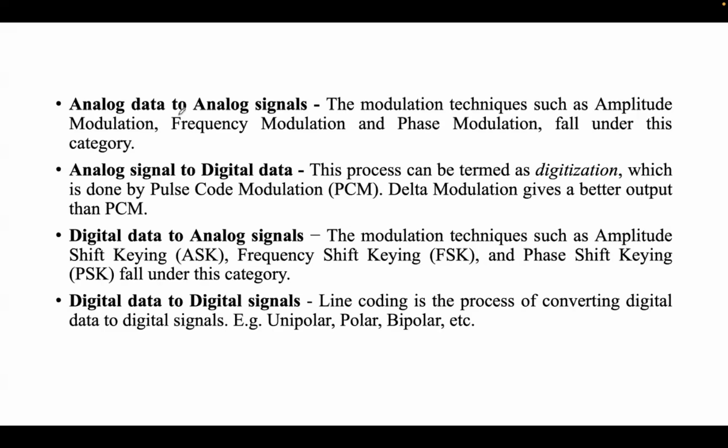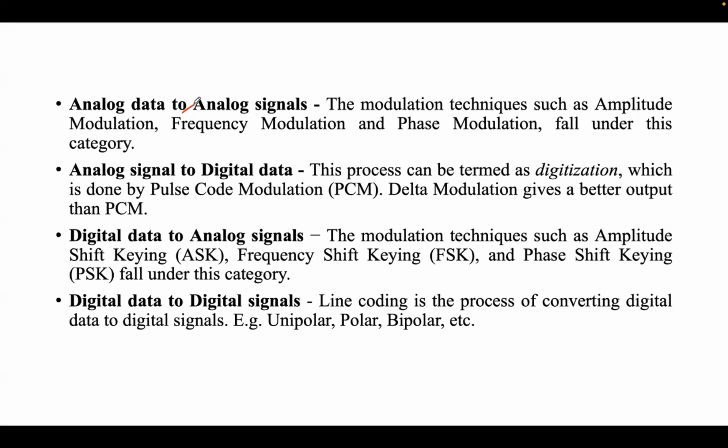We have various encoding techniques. First one is analog data to analog signals. That means, suppose you have information in analog form, like voice, music, etc., and you want to send it as an analog signal over a medium. Let us take radio waves as a medium.